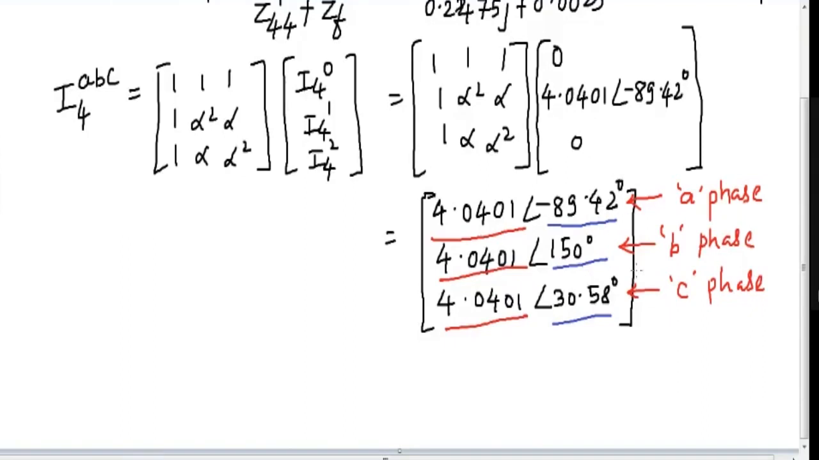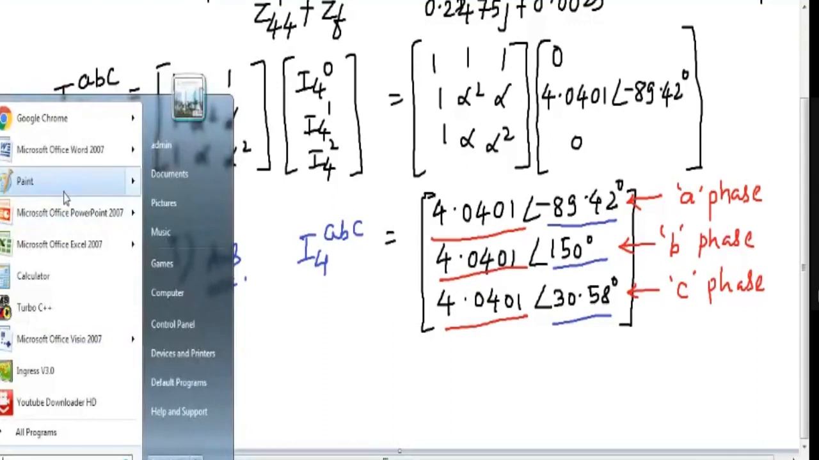So in this way, what we have got is the first part, that is the fault current. The first part answer is obtained. Now let us start with the second part. What is the second part? The second part is the bus voltage.